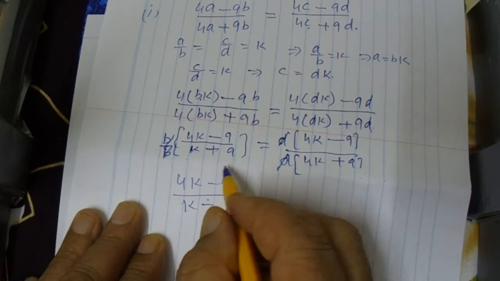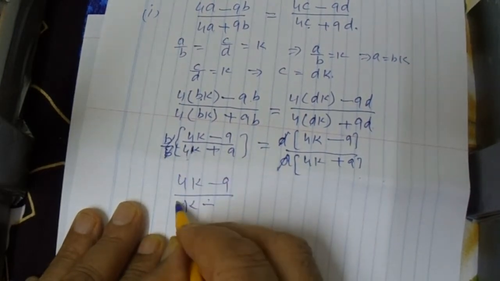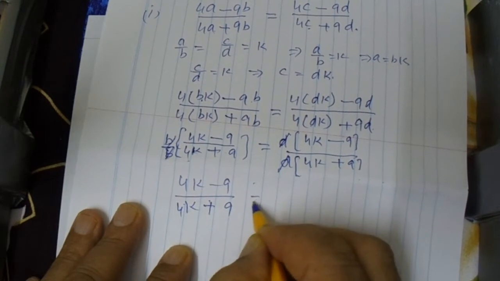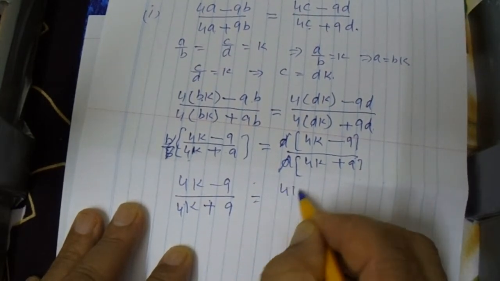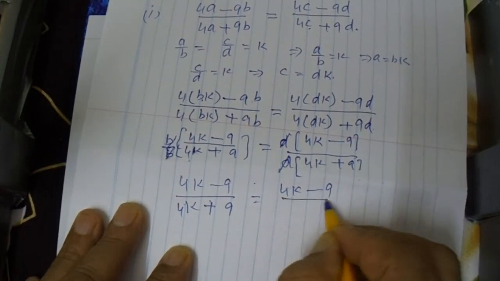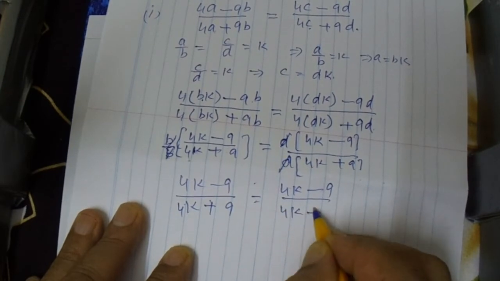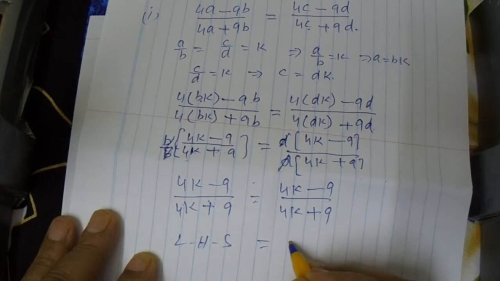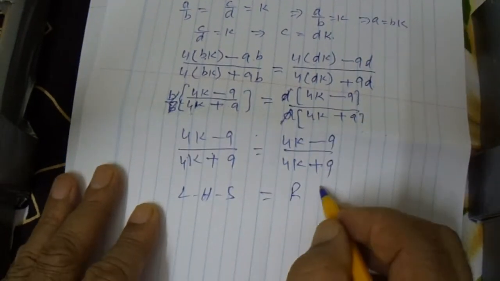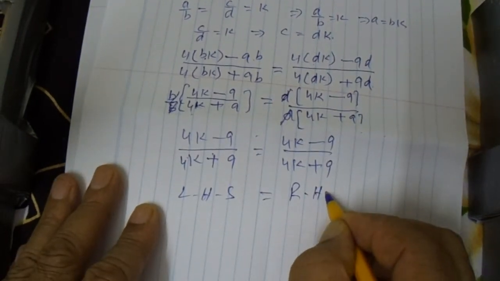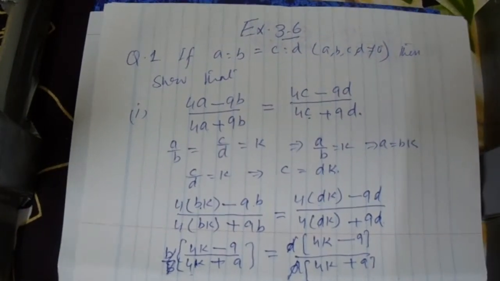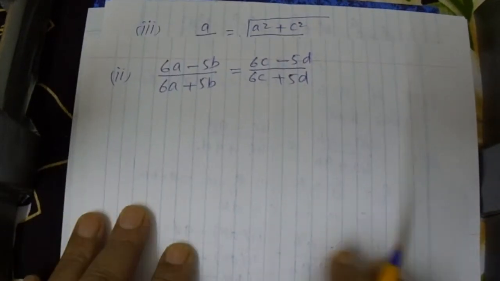4K plus 9, is equal to 4K minus 9 over 4K plus 9. Now left hand side is equal to right hand side. Now this is the first part of first question. Now we solve the second part of this question.